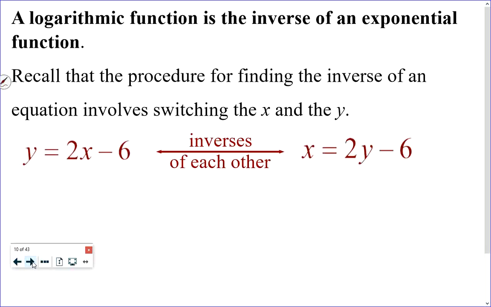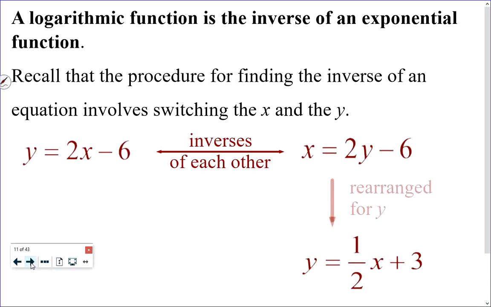So these are inverses of each other. These are different things. They're not the same. The only thing is, when we have a relation between x and y, we like to rearrange the relation for y. And this is a fairly easy one to rearrange for y. We can add 6 to both sides and get 2y equals x plus 6, and divide everything by 2, so you get that.